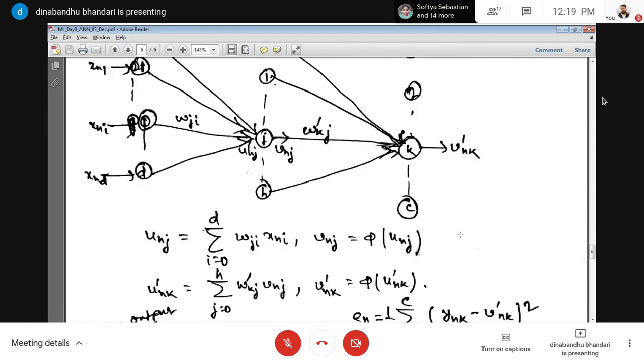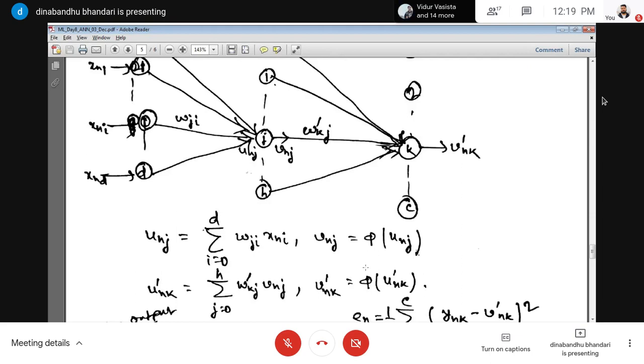Okay. Now, what is u dash nk? U dash nk is the total accumulated signal at the kth output node. That would be equal to the sum of vnj into w dash kj. This is the weight as a total signal to the kth output node, and v dash nk will be equal to phi of u dash nk.